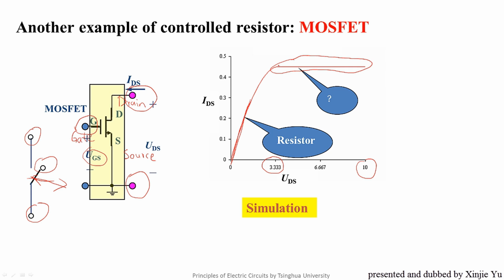If we only look at this section, no matter what the value of the UDS is, the value of IDS is a constant, such as IDS equals 0.45 ampere. What does it mean?